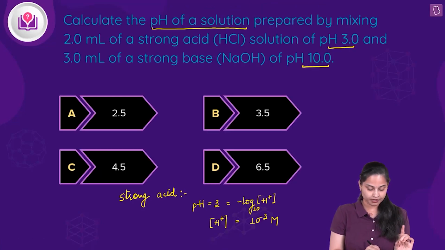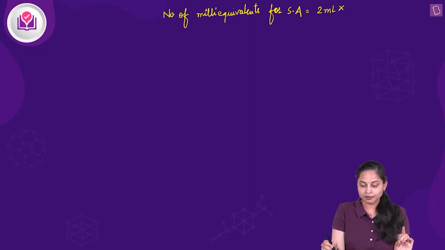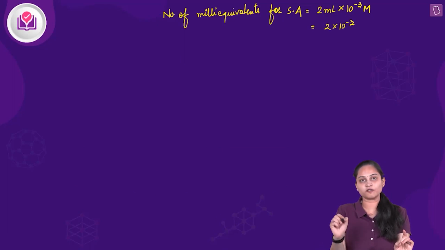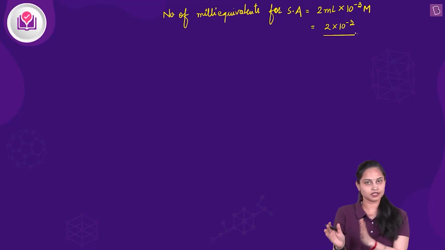Calculating the milli equivalents for strong acid. The number of milli equivalents for strong acid is equal to the volume V in ml, which is 2 ml, multiplied by 10 raised to power minus 3 molar. So it is 2 into 10 raised to power minus 3 milli equivalents for strong acid. This we have calculated.